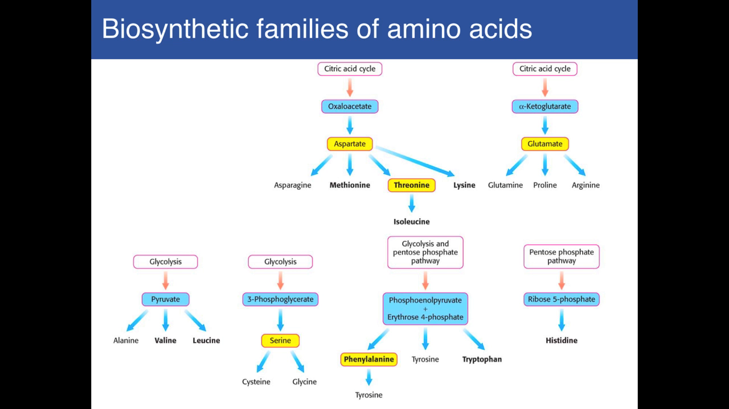Citric acid cycle produces oxaloacetate. Oxaloacetate produces aspartate. The nice part of this reaction is that it shows we can make asparagine, methionine, threonine, and lysine, all from the oxaloacetate and aspartate. Threonine can be used to convert to isoleucine.